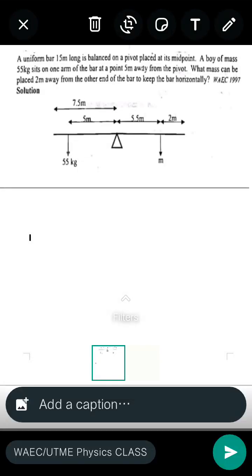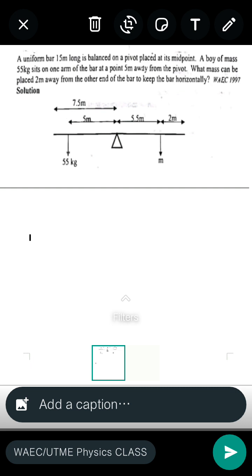A uniform bar 15-meter long is balanced on a pivot placed at its midpoint. A body of mass 55 kg sits on one arm of the bar at 0.5 meter away from the pivot. What mass can be placed 2 meters away from the other end of the bar to keep the bar horizontal, that is, to maintain equilibrium?